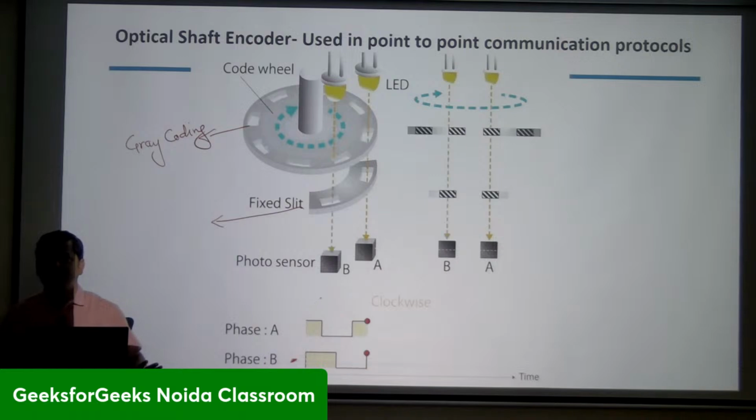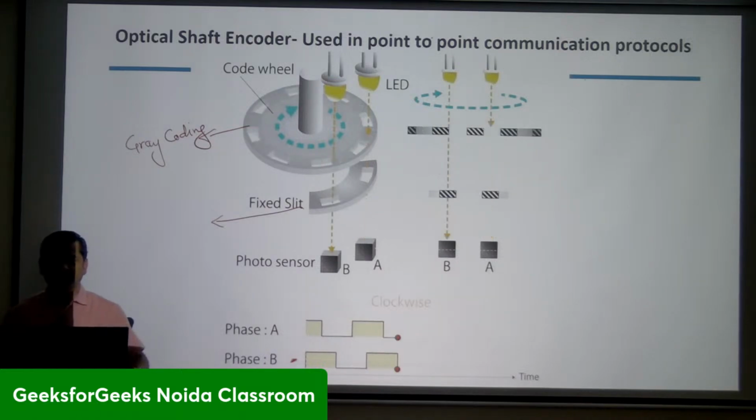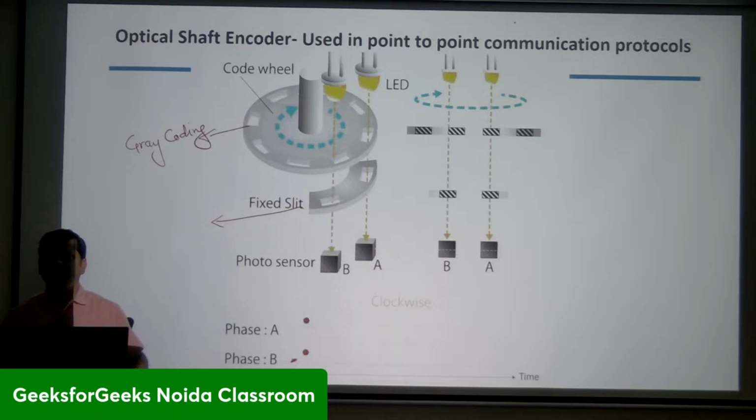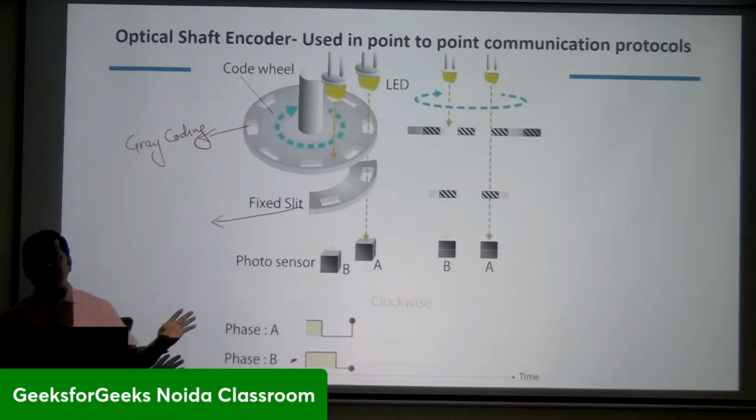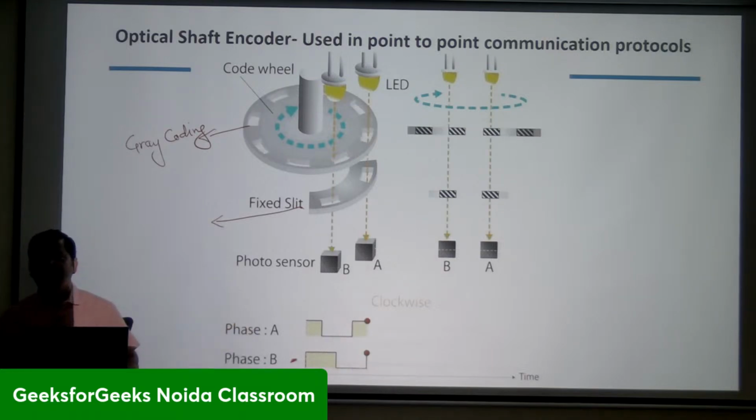So it has a slight phase shift in clockwise and anti-clockwise, otherwise your outcome is going to be the same. And this is very much useful in point-to-point communication protocols. This shaft encoder is used there. Electronics students are very much using this kind of technique. In electronic communication devices this is used.